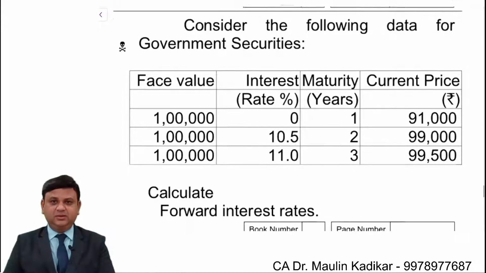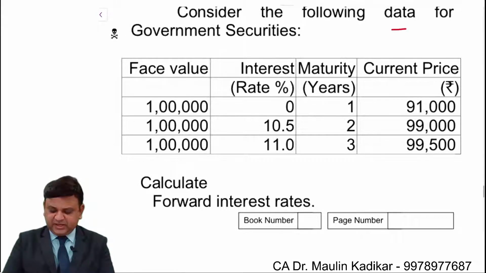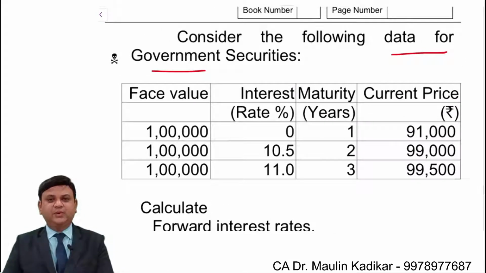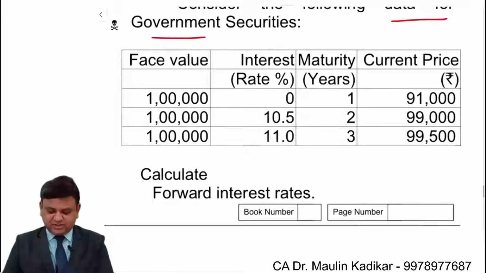Next question. Consider the following data for government securities. So the question is providing information about certain government securities. Face value is given as 1 lakh, 1 lakh and 1 lakh. Rate of interest is given as 0%, 10.5% and 11%.